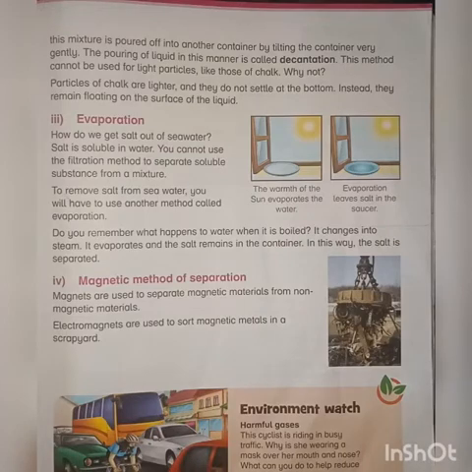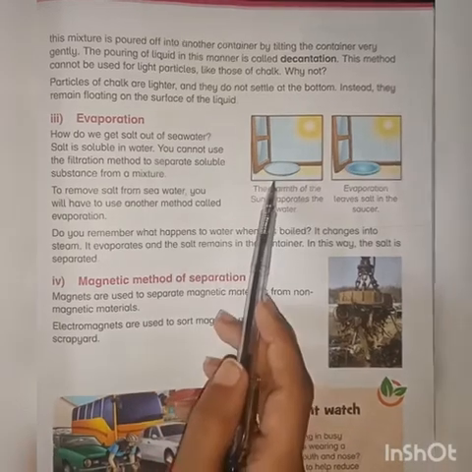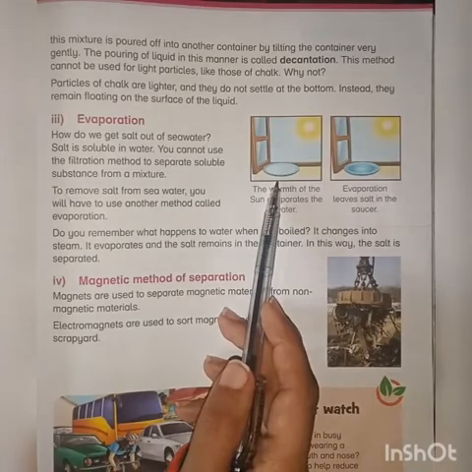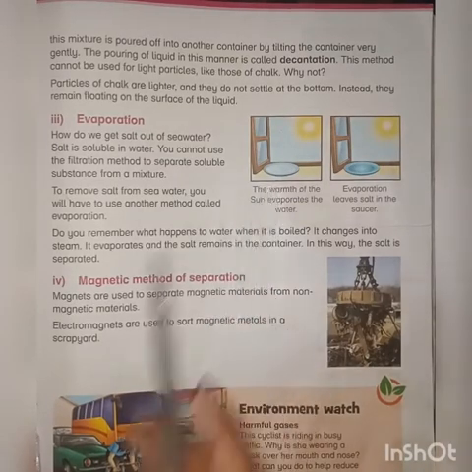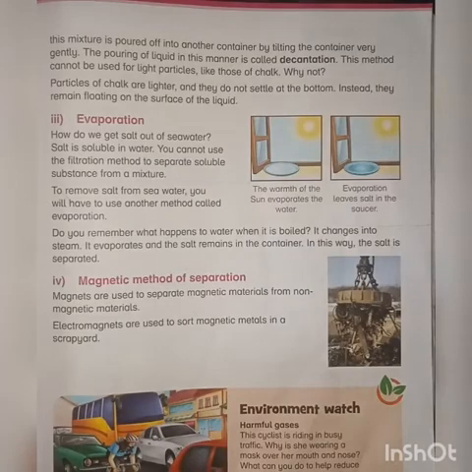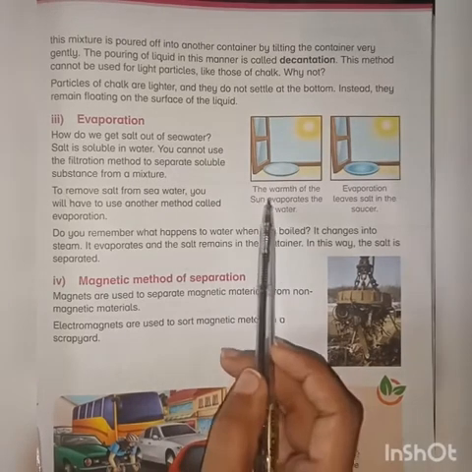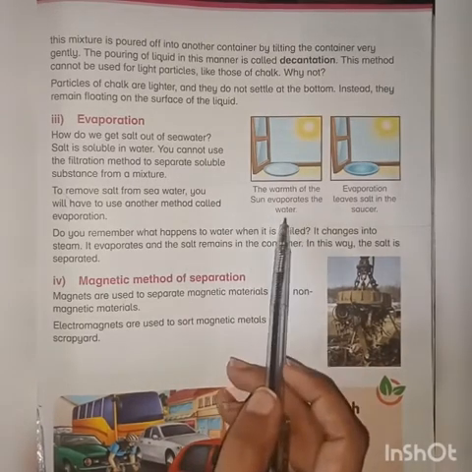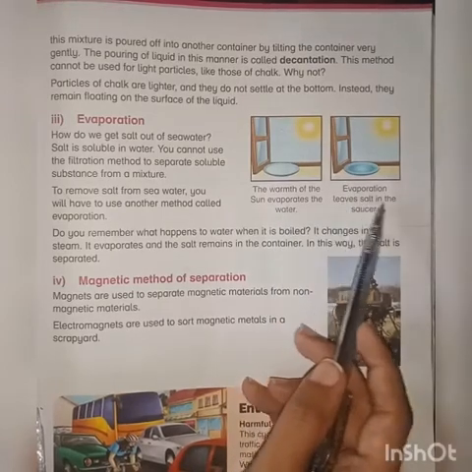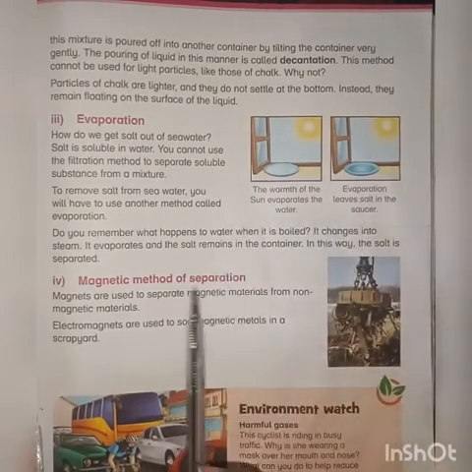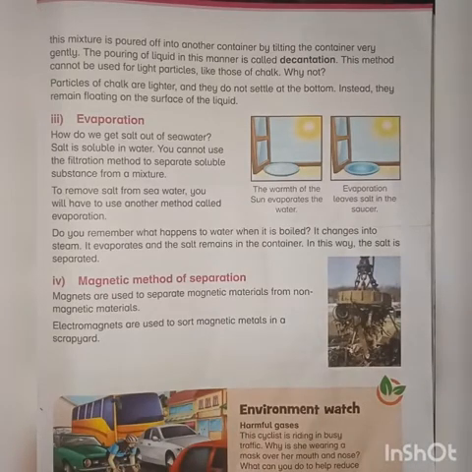Salt is soluble in water, and we get salt out of water by evaporation method. How? When we will heat the water, it will change into water vapors. And when all the water evaporates, salt will be left behind. Look here in the book. The warmth of the sun evaporates the water. Evaporation leaves salt in the saucer. It means when we will heat the water, water will change into water vapors and salt will be left behind. In this way, salt is separated.